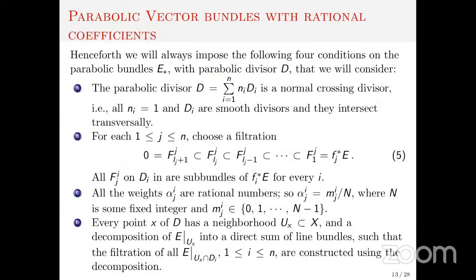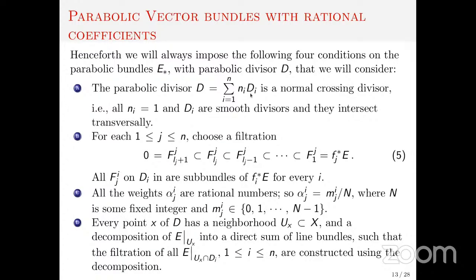So from now on, we will be dealing with parabolic bundles with rational coefficients. So we will impose these 4 conditions on our parabolic bundles. Namely, we will start with parabolic divisors which are simple normal crossing divisors. That means the coefficients n_i are 1 and the D_i's are smooth divisors, and they intersect transversely to each other.